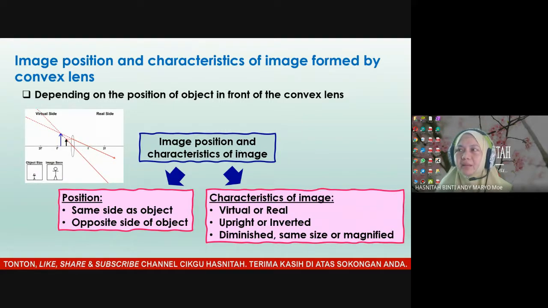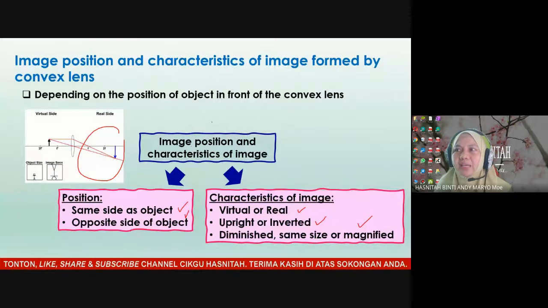So for a convex lens, the characteristic and position of the image can be formed at the same side as the object. Meaning we place the object in front, the image can form in front of the lens, or it can form behind the lens, at the opposite side of the object. The characteristic can be virtual or real, upright or inverted, and the size can be diminished, same size, or magnified.